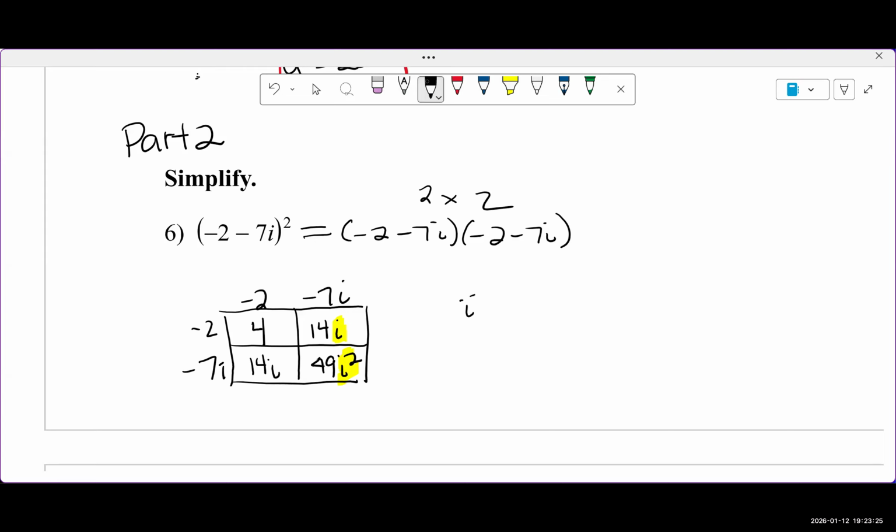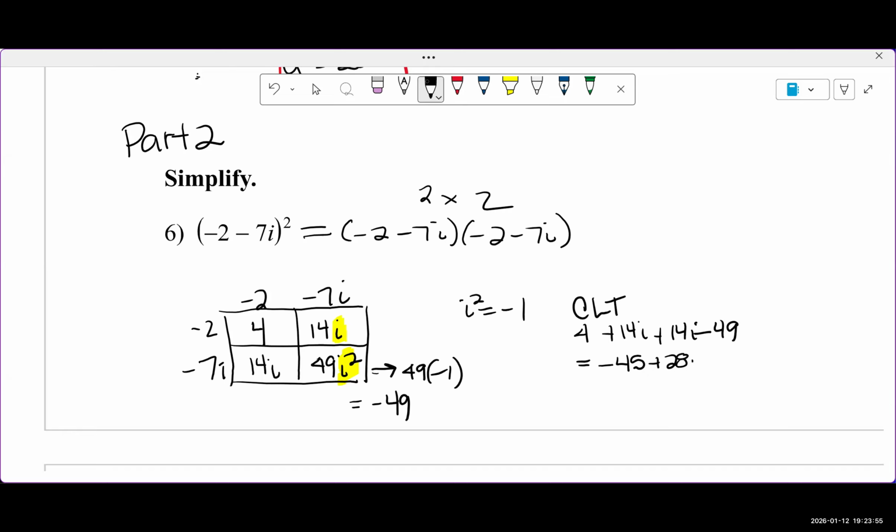So we know that i squared is equal to -1. So this is 49 times -1. So this is -49. So combine like terms. 4 plus 14i plus 14i minus 49. So combining like terms will give us -45 plus 28i. Now it is more simple.